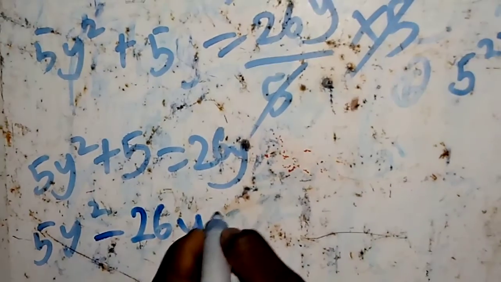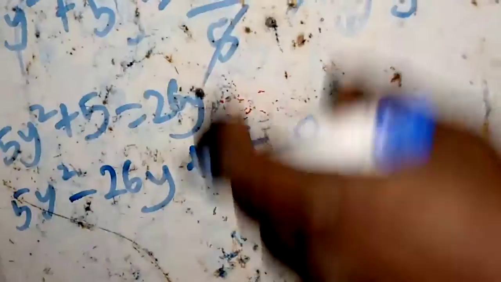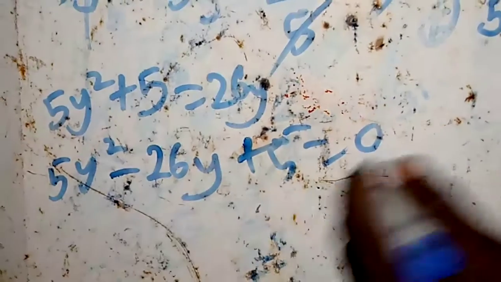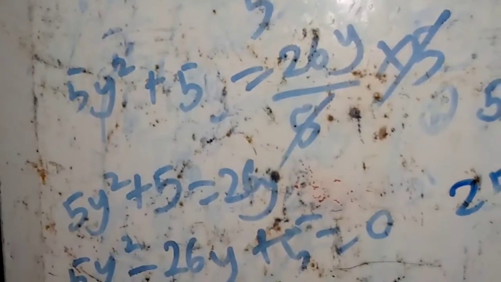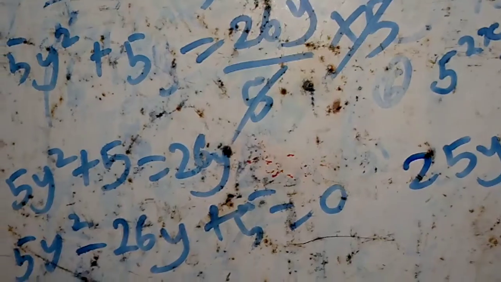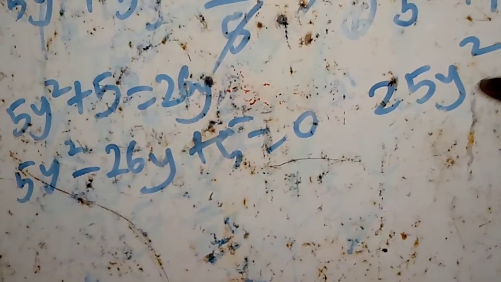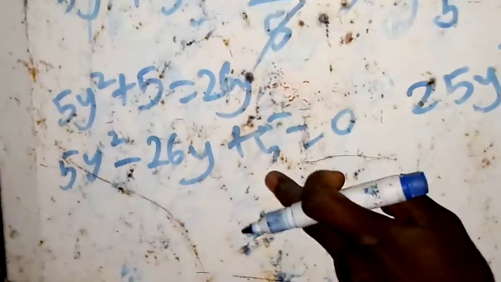Minus 26y, then plus 5. So using the factorization method, let's quickly solve that. 5y squared times 5 is 25y squared. We look for two numbers we can multiply to get 25y squared, since the first step is to multiply 5y squared by 5.